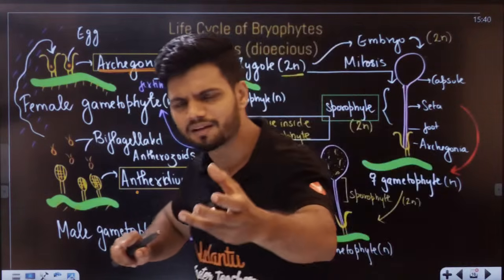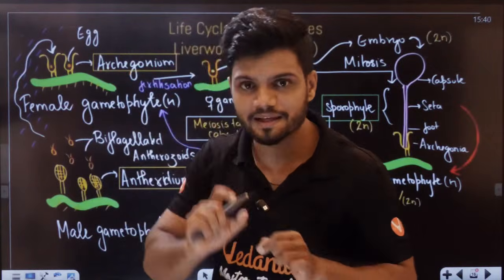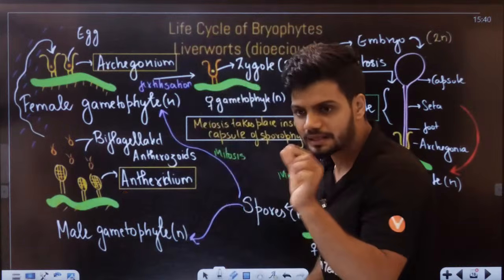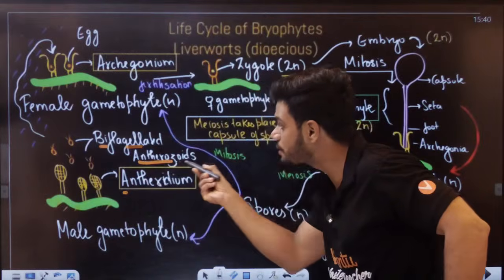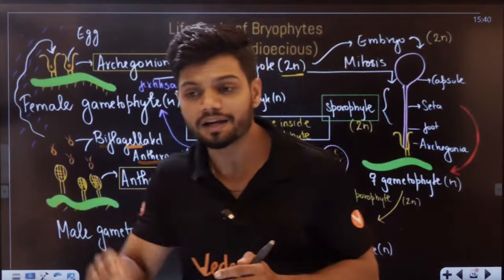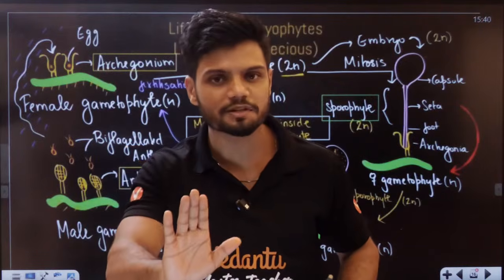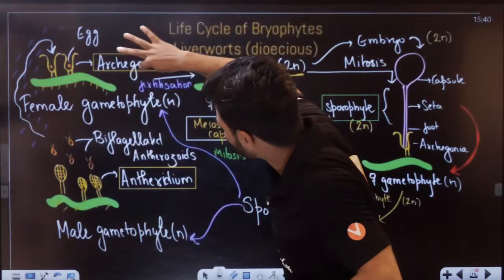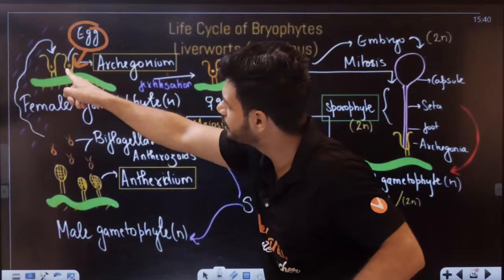Okay, so हमारे सेक्स ऑर्गन भी बन गए. अभी इस सेक्स ऑर्गन से भी गैमेट्स निकलेंगे. For example, इस एंथेरिडिया से यहां पर बाइफ्लैजिलेटेड एंथ्रोजोइड्स निकल के आएंगे. मेल गैमेट्स बन गए अभी. और इस आर्कीगोनिया से एक सिंगल एग सेल होगा इसके अंदर.